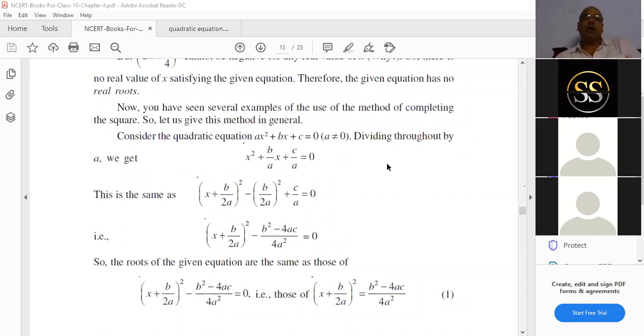Sir, how did you get x plus b by 2a? That's why I'm telling: (x plus b by 2a) whole square. Because here one step was not said. That step I'm telling orally. x whole square here. My cursor is moving now. You also write along with me, then you can understand. Take your rough book and write down.